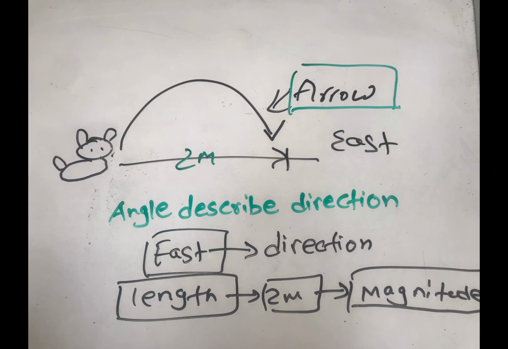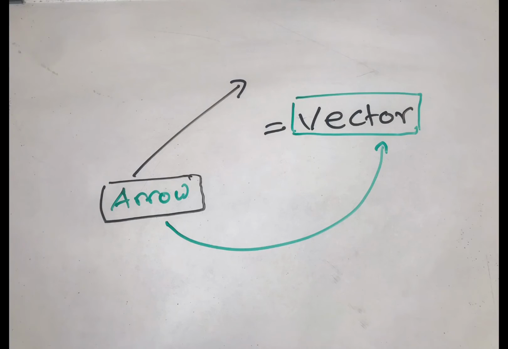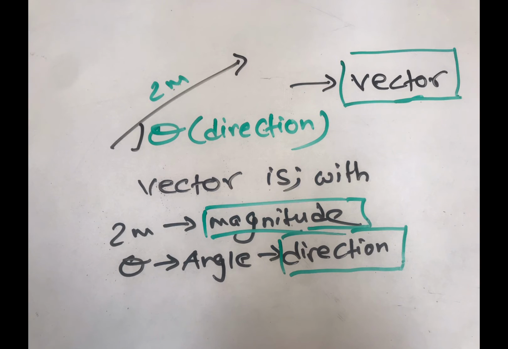Angle describes direction, which is 0 degrees east. And length gives us magnitude, which is 2 meters. This is how an arrow leads to a vector. Vector is arrow, arrow is vector. An arrow that describes magnitude and direction leads to a vector.